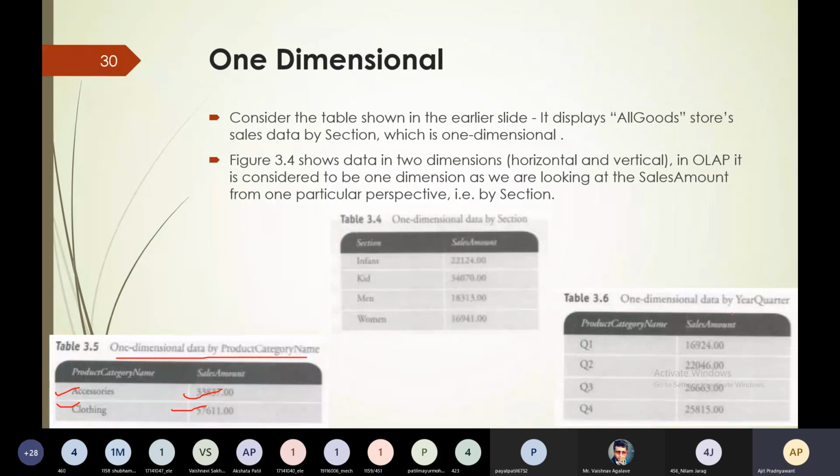Next is one dimensional data by year quarter. For quarter Q1, this is the sale amount. For quarter Q2, this is the sale amount. This is quarter 3, this is the sale amount. This is for quarter 4, this is the sale amount. So this is how you can get data in one dimensional. Now we are going to learn about the next, that is two dimensional.